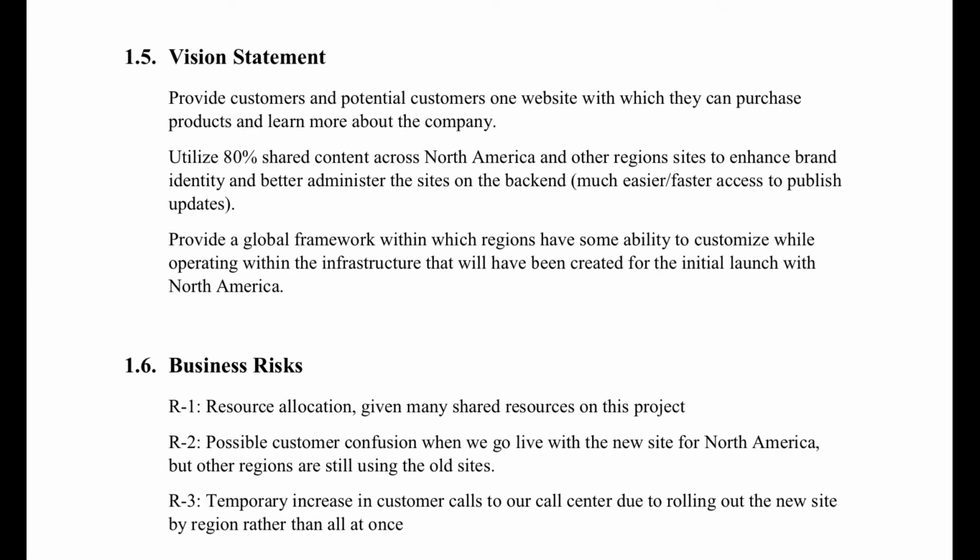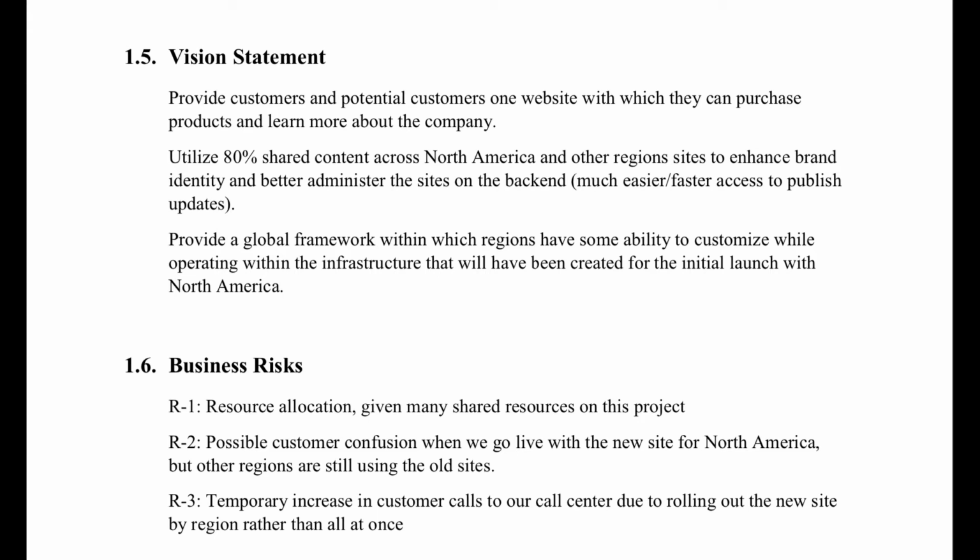And that could be some confusion for them about, hey, wait a minute, when I go here, it looks completely different from when I go here, and over here, I still have to make my purchases from a bunch of different sites. So they're recognizing that the fact that we're going to do this phased rollout approach where first North America gets the updates and the other regions get it later could cause some potential confusion to our customers.